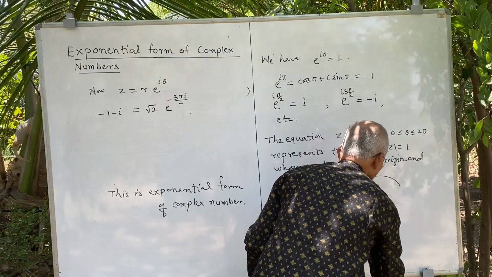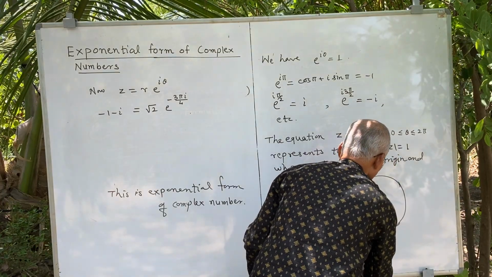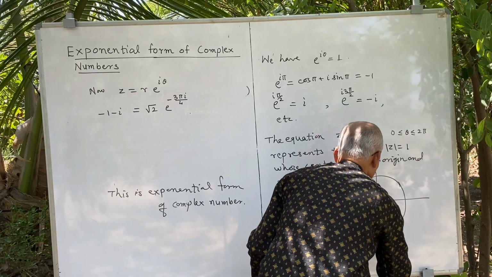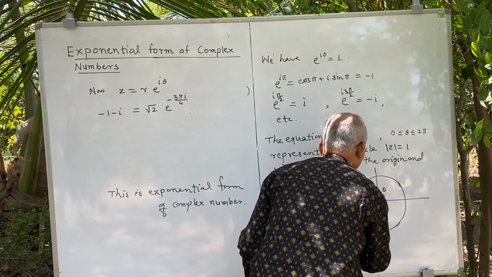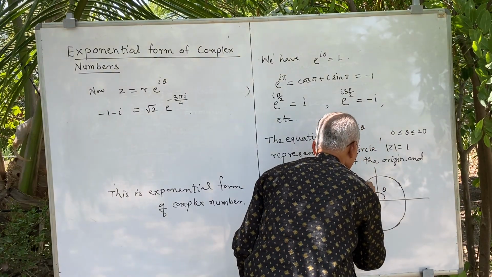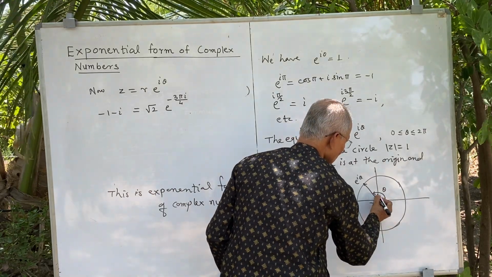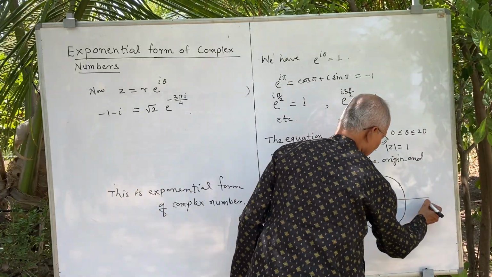So that means it will be this circle. And if this is theta, then the point here will be e power i theta, and as theta varies from 0 to 2 pi, the point will move along this circle.